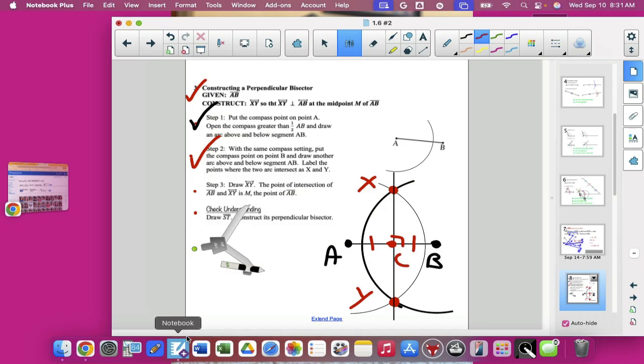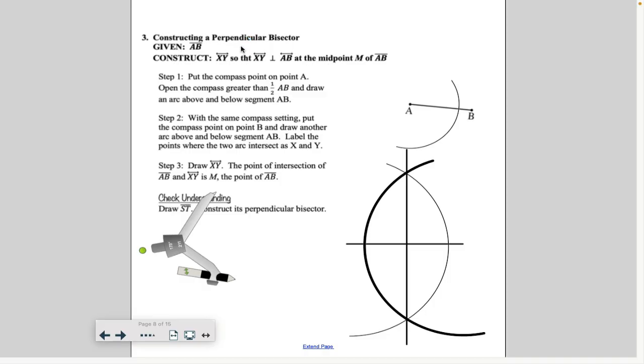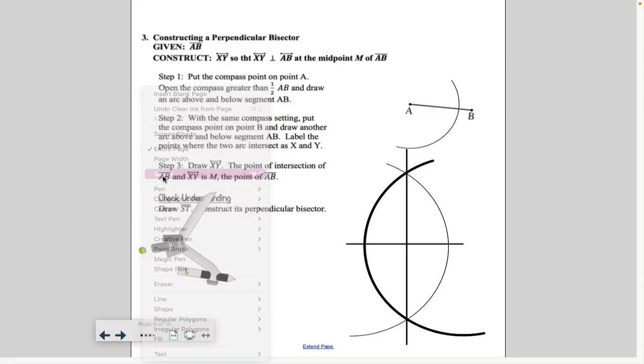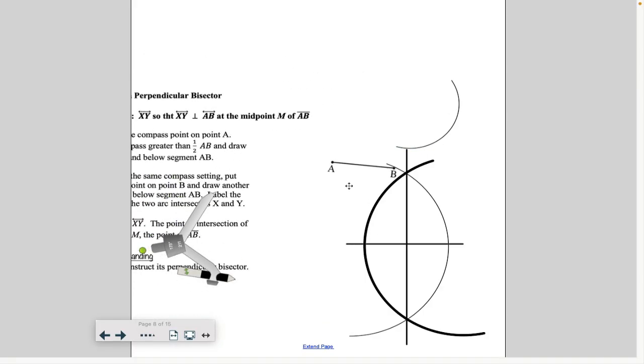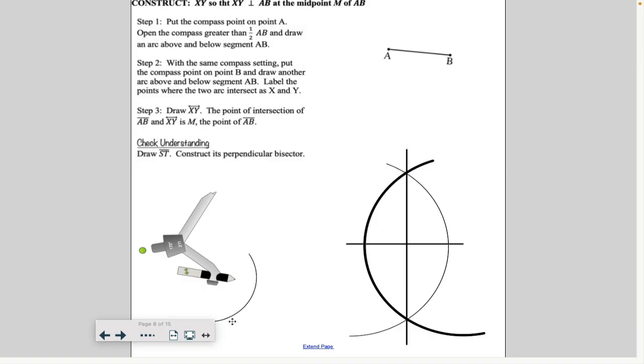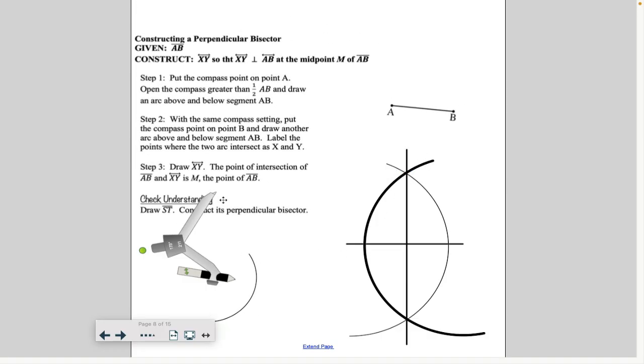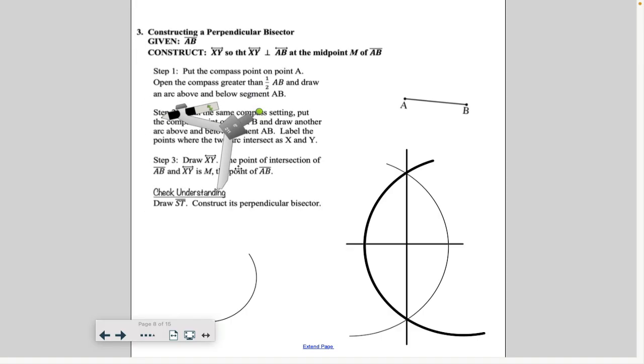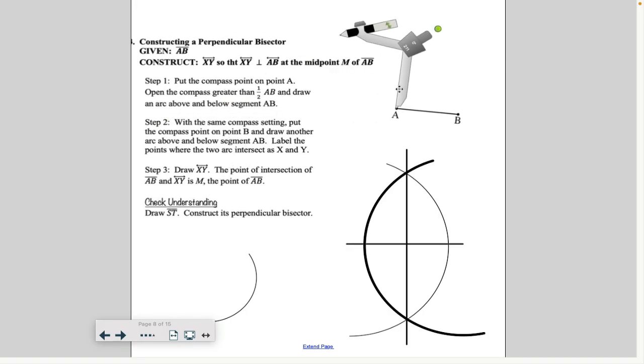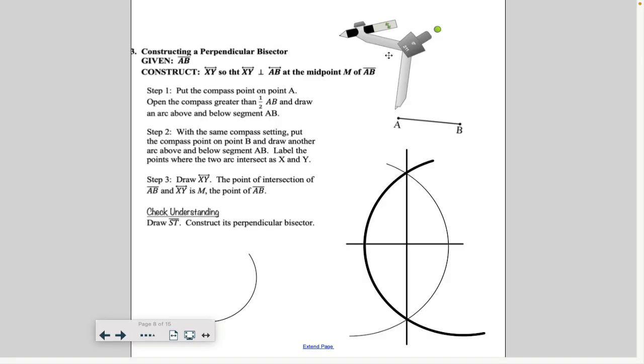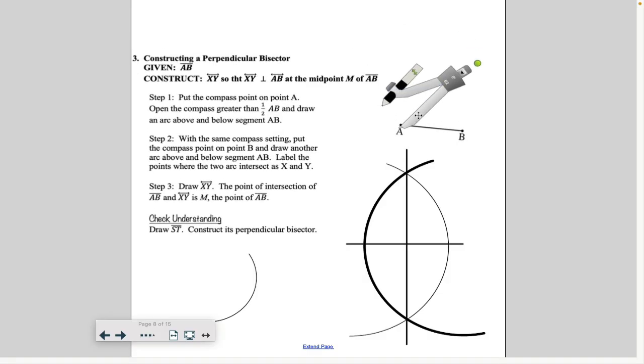Okay, so let's take it all from the top, because actually this one's really not too bad. People have told me they like this one a little bit more. The first thing you're going to do, you're going to take your compass point, put it on A, and open it up so that it's more than half. As long as it's anywhere more than half, you're good. It looks to me like more than half. I should hope so. Okay, so I'm going to draw an arc, but you have to draw above and below.